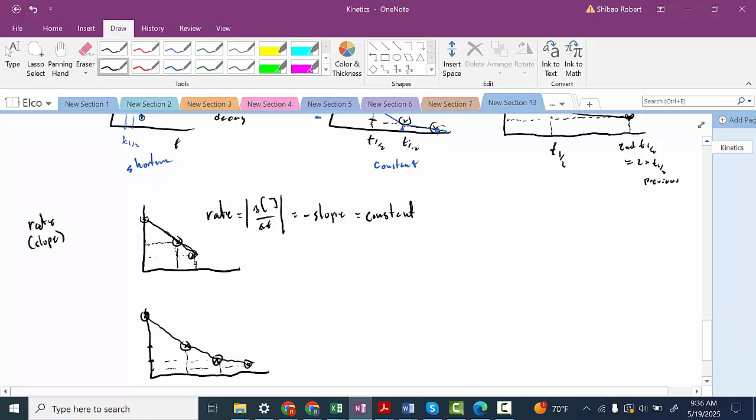Okay, and so here is our first order curve here. It's kind of hard to draw. This shouldn't be this little upward tilt, it should go down. So let me try to draw that again.